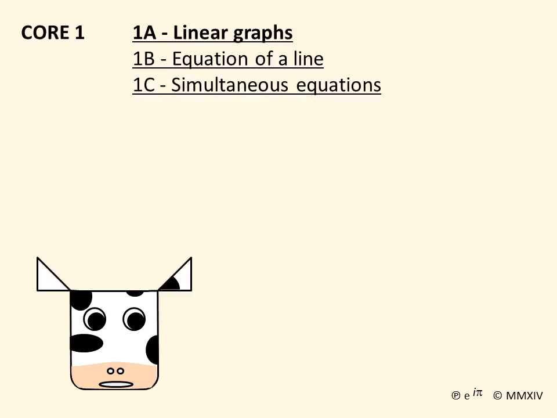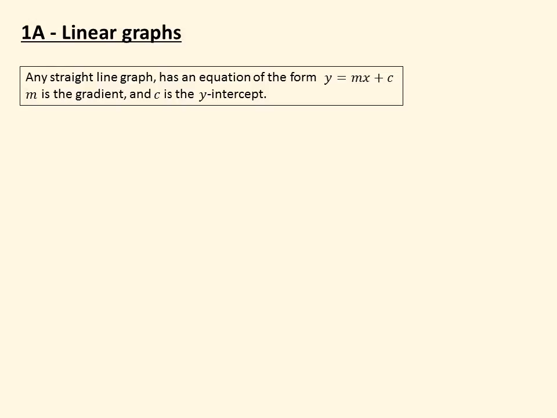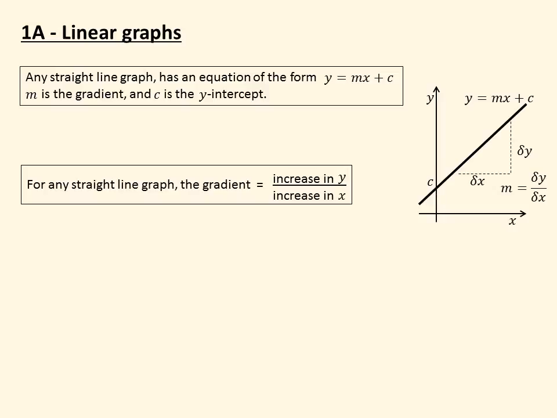This section is about straight lines. We're going to start by looking at straight line graphs, linear graphs. All straight line graphs can be written y equals mx plus c, where m is the gradient of the line or the steepness of the line, and c is the y-intercept. Gradient is defined as the increase in y divided by the increase in x.